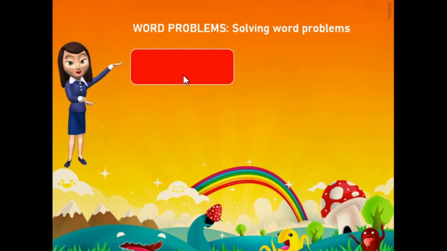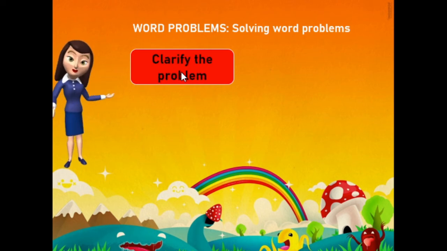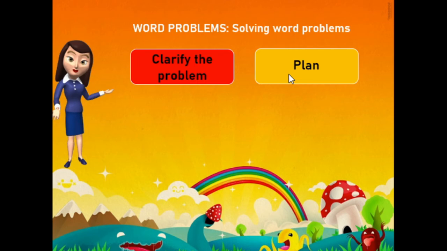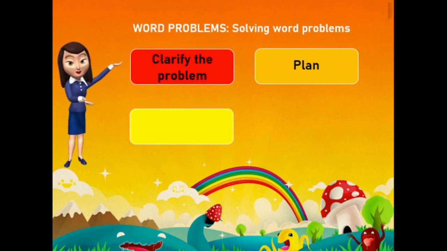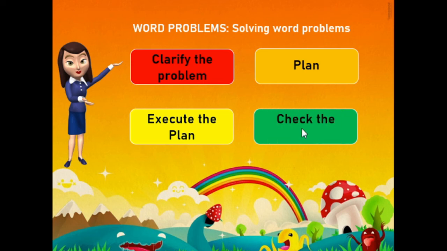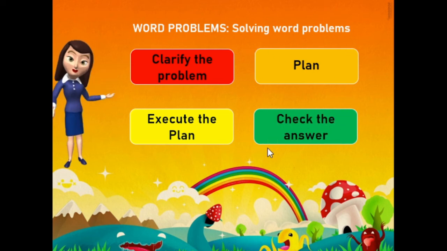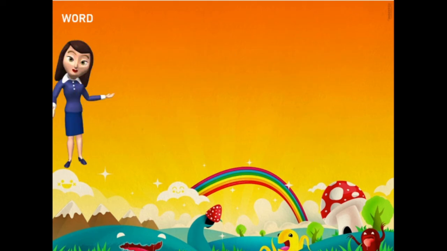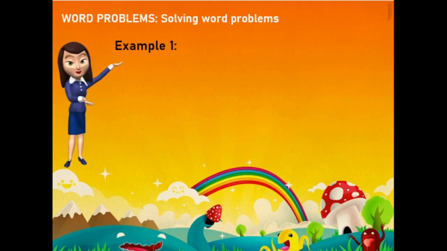First, you clarify the problem. You plan on what to do. Execute the plan, or you solve. And lastly, you check the answer. What are these steps? Let's use examples. Example 1.